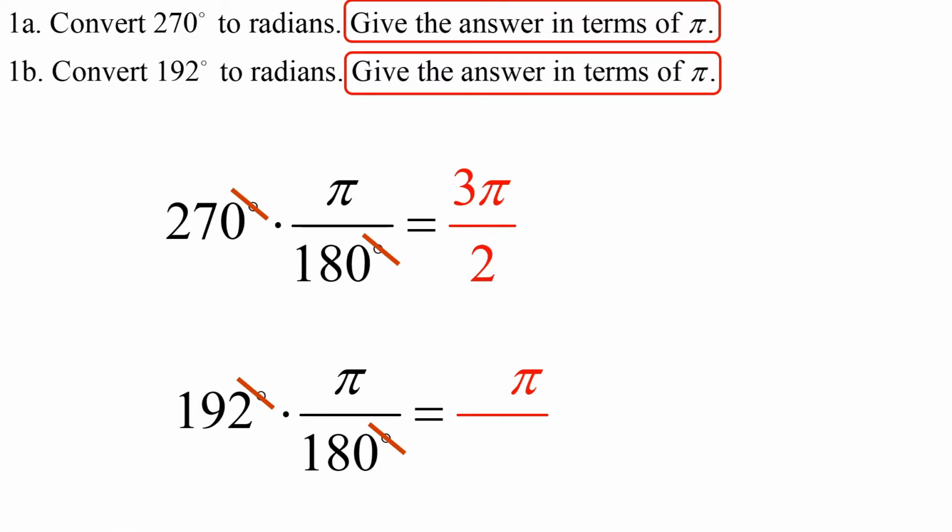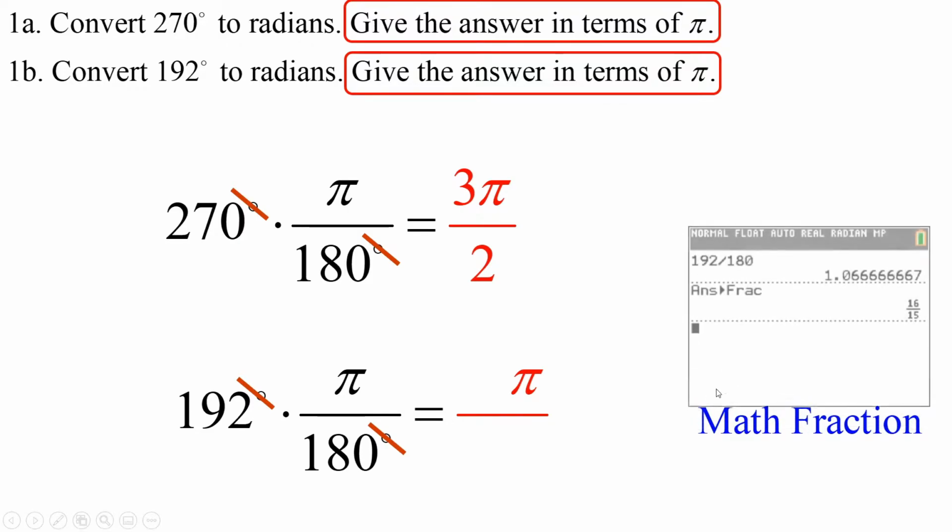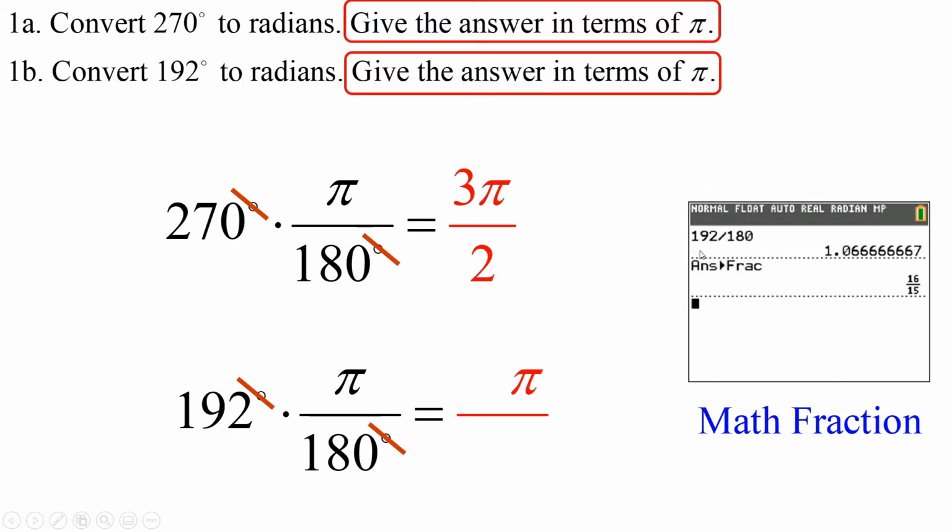And this one's a little more complicated. It's a test, I'm stressed for time, so I would probably just go ahead and punch this out on my calculator. So look what I did. Math fraction on my calculator. If you hit math fraction, you're going to get 192 divided by 180, and your calculator will give this to you as a decimal. That is a repeating decimal, 1.06 with the 6 repeating.